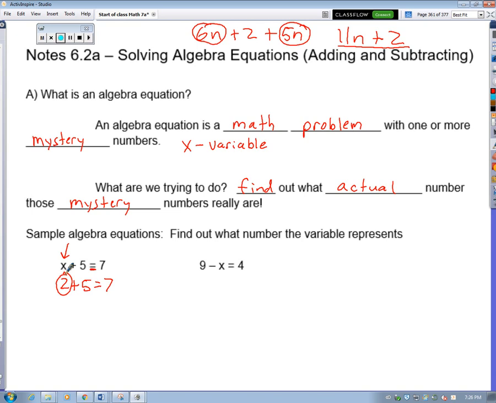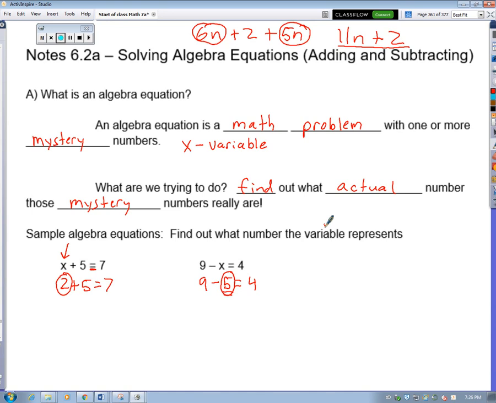Same with this one here. We have a mystery number. We want to find out what it is. That's the whole goal of the algebra equation. 9 minus what number gives you 4? Well, we can solve that mentally, and we know that it is 5, because 9 minus 5 gives you 4. Some algebra problems like that we can solve just by figuring that out mentally.